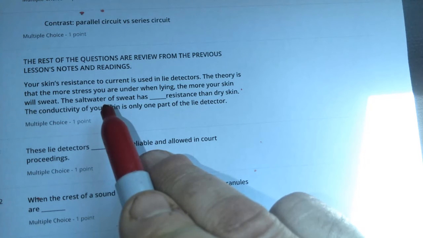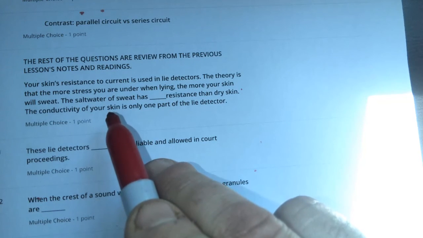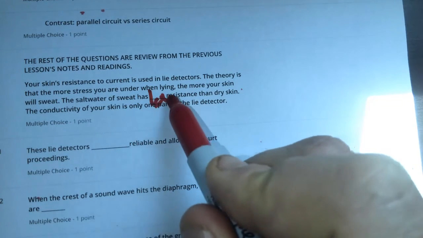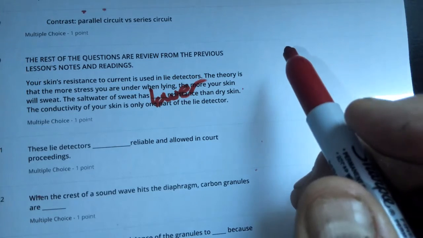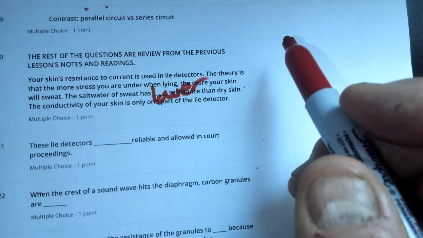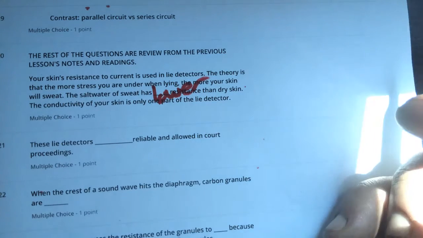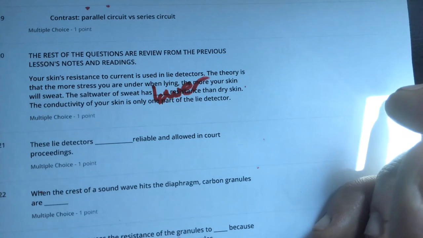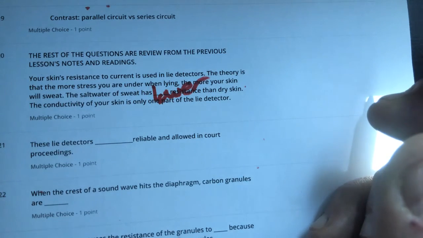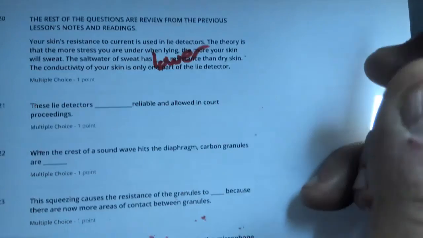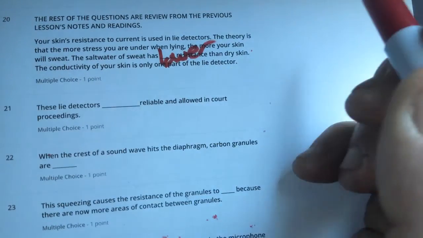Your skin's resistance to current is used in lie detectors. The theory is that the more stress you are under when lying, the more your skin will sweat. The salt water of sweat has lower resistance than dry skin. So the conductivity of your skin is only part of the lie detector. There's also things like heart rate and breathing and other such things. Number 21, these lie detectors are not reliable.